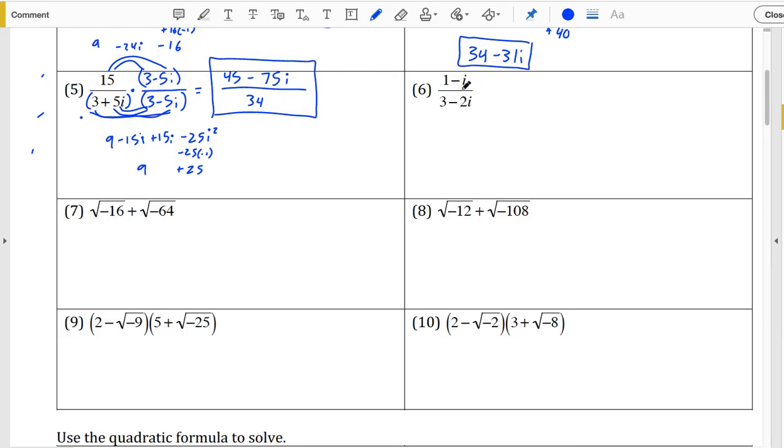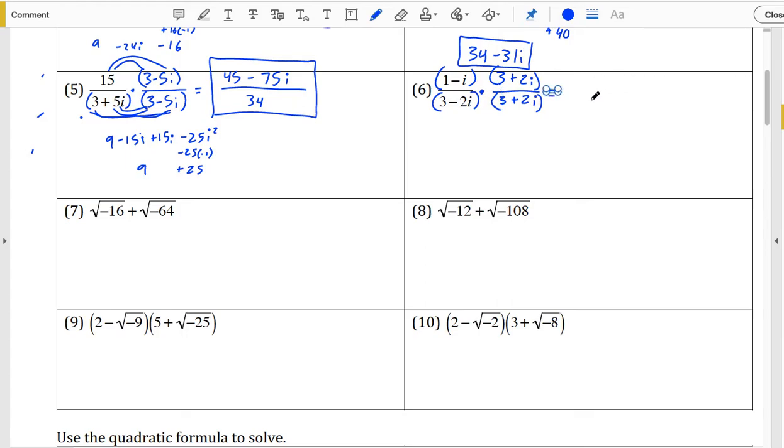Okay, next we have 1 minus i over 3 minus 2i. So again, we're multiplying by the conjugate of our denominator. So we're going to multiply top and bottom by 3 plus 2i over 3 plus 2i. So I'm going to have to distribute top and bottom here since I have a binomial both on the numerator and denominator.